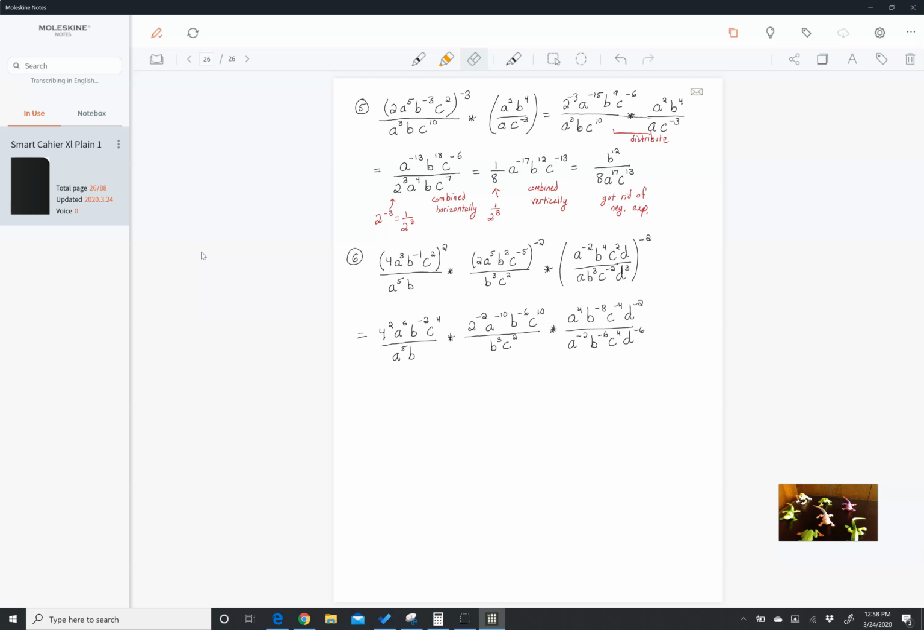Okay, now we're going to do 2 things simultaneously. We're going to add across, we're going to combine horizontally, and we're going to move this 2 to the negative 2 down to the bottom. Okay, we'll leave the 4 squared for now. So I see an a to the 6th, an a to the negative 10, and an a to the 4th. 6 minus 10 is negative 4, minus another 4 is negative 8.